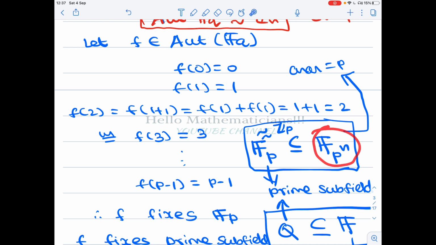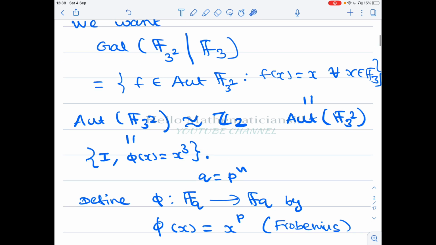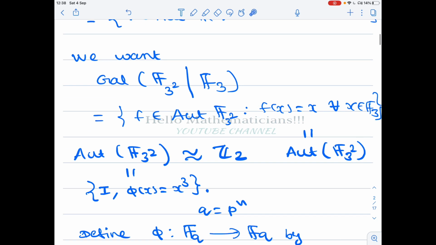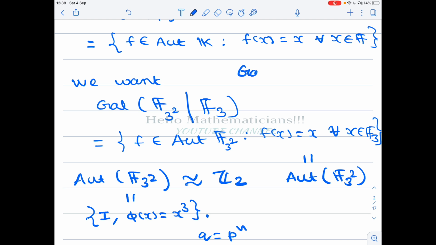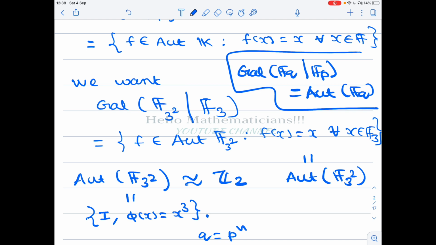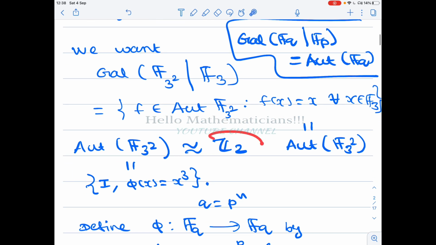Therefore, any automorphism of a bigger field fixes the prime subfield pointwise. Every element of the prime subfield is mapped to itself. Therefore, in general, the Galois group of Fq over Fp is equal to the automorphism group of Fq. That is what we have just proved. In particular, in our case, the Galois group of F3 squared over F3 is isomorphic to the automorphism group of F3 squared. But the automorphism group of F3 squared is isomorphic to Z2 and it contains only two automorphisms. One is x goes to x, the identity, and another one is x goes to x cubed.